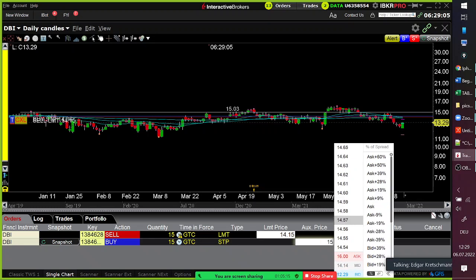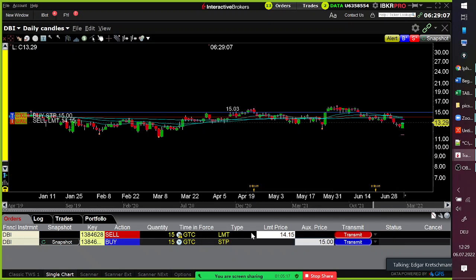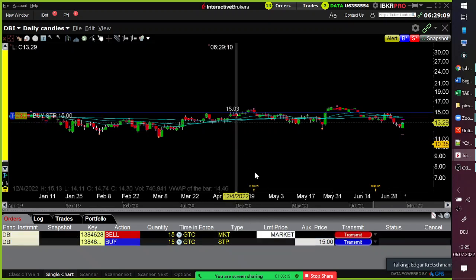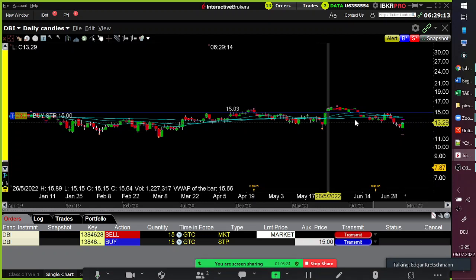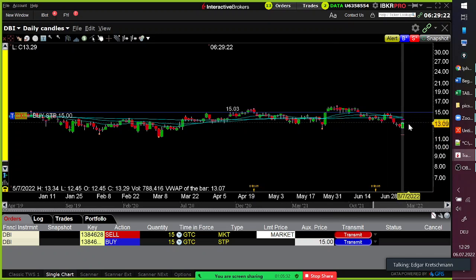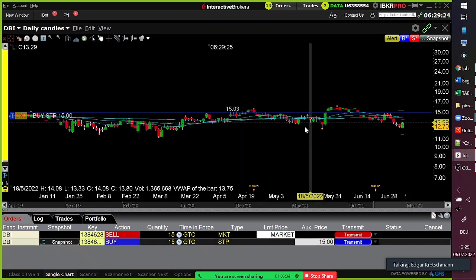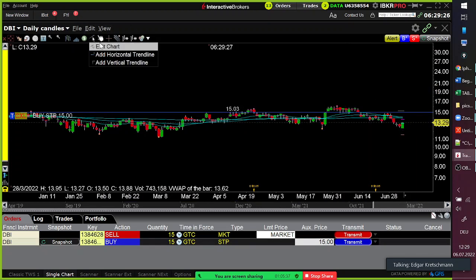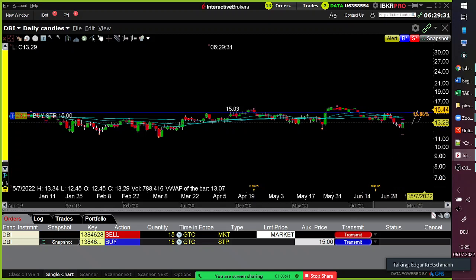Whoop, whoop. 15 limit. Now we want the market to open and then to execute our order. We don't care about the little price differences of ask and bid. And this is it. So if this opens, it will sell, and if it goes against us here to 15, then we will automatically buy back the stock.